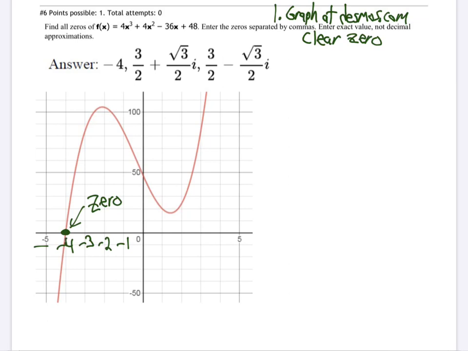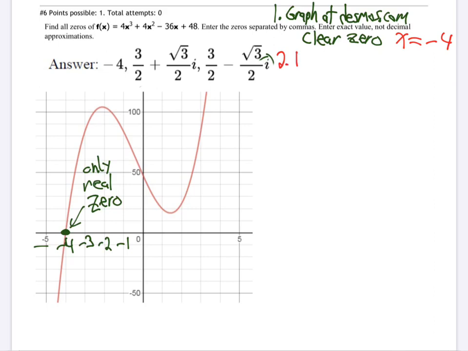So we know that the other two zeros are going to be imaginary, aren't they? They're not going to be real. There's no other real 0. That's the only real 0. The other two are imaginary. We can see the answer right there already. See, they both have an I in them. We already know that from the graph. There's only one real 0, -4. So we start with that one. That's the clear, obvious 0 from the graph at desmos.com.